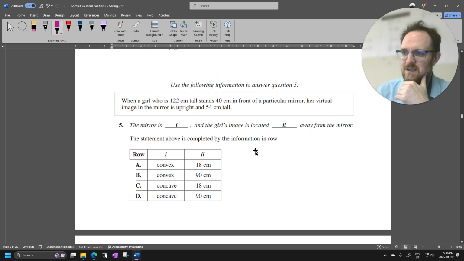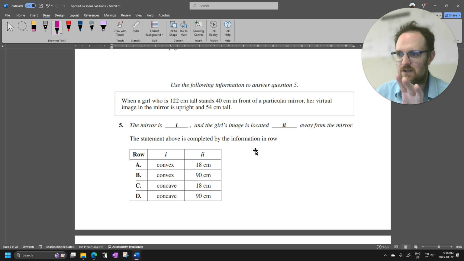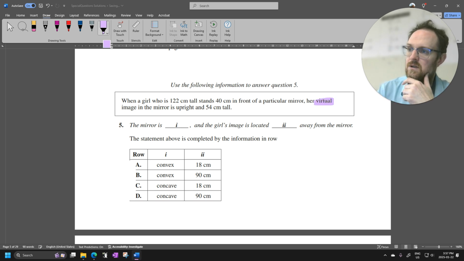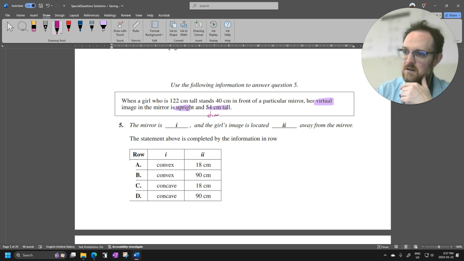A girl is 22 centimeters tall in front of a particular mirror. Her virtual image in the mirror is upright and 40 centimeters tall. So it's being diminished and it's virtual. So very key, it's being diminished and it's virtual and it's upright. All those characteristics say that this must be a convex mirror. So they all kind of collide together. It's virtual. It's upright. It's smaller, right? So this is being diminished, or whatever word they want to use at that point to represent smaller. Because of that, it's got to be a convex.